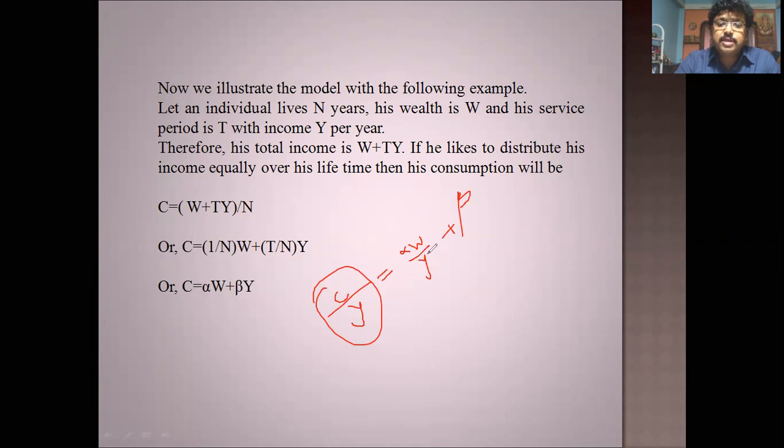So if there is an increase in income, and there is also an increase in wealth, and the rate of increase in wealth and the rate of increase in income is the same, there is no tendency for the average propensity to consume to fall. But if the rate of increase in Y is high, then the average propensity to consume will fall. Or if W is constant and Y increases, then this part will decline, and as a result, this whole part will decline. As a result, C by Y will decline.